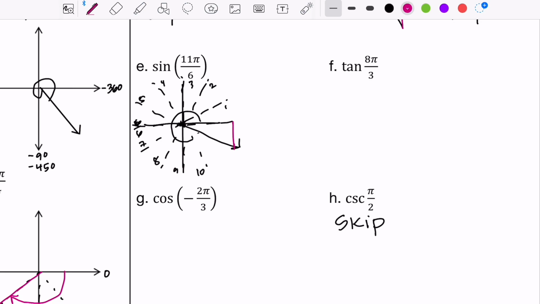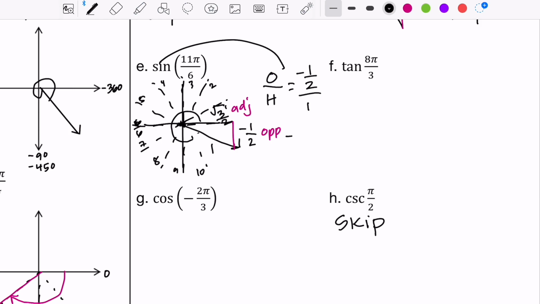Connect it to the x-axis. Label your triangles. It's small, large. And then this is opposite and adjacent. And then because this is sine, this is opposite over hypotenuse. So it's -1/2 over 1, which is -1/2.